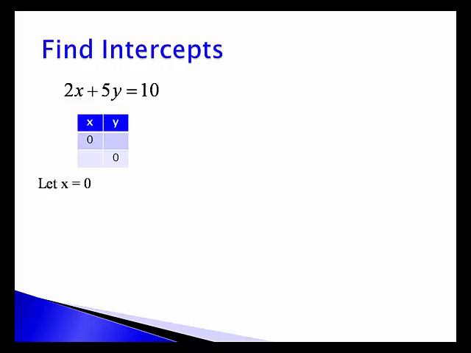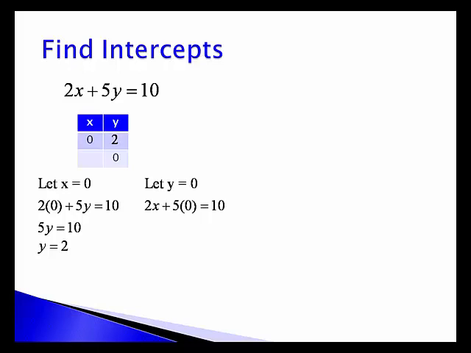So let's start by plugging in x is equal to 0. When we do that, we get 2 times 0 plus 5y is equal to 10. So 5y is equal to 10, or y is equal to 2. Remember, we'll put that in our chart, and that'll behave for us as an ordered pair of numbers. Let's continue then and do y is equal to 0. So we get 2x plus 5 times 0 is equal to 10, 2x is equal to 10, and x is equal to 5. We'll also put that in our chart.